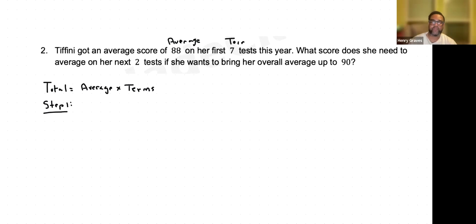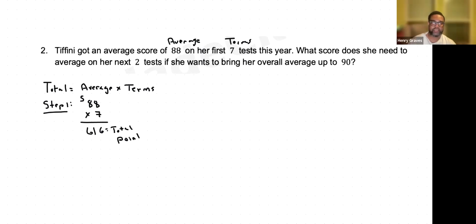I'm going to multiply 88 times 7. No calculators, right? So 8 times 7 is 56. Add the 5 over here. 8 times 7 is also 56, plus 5 is 61. So this is my total right here from her 7 tests she's done so far. This is the total points she scored so far on her 7 tests.